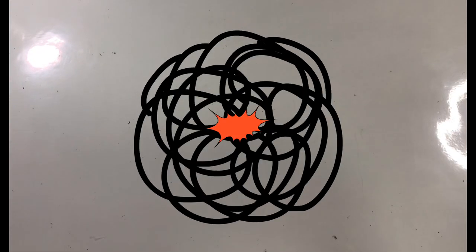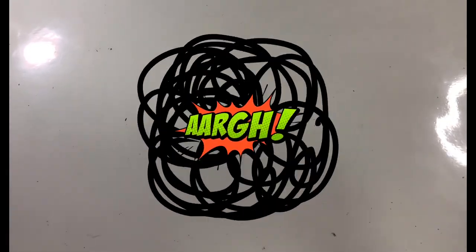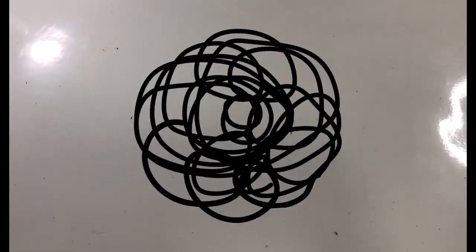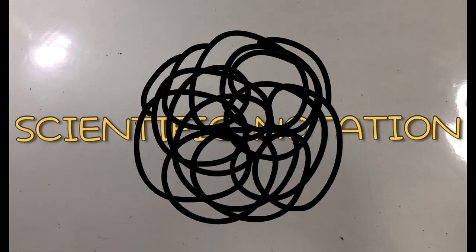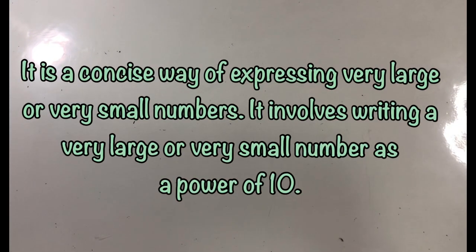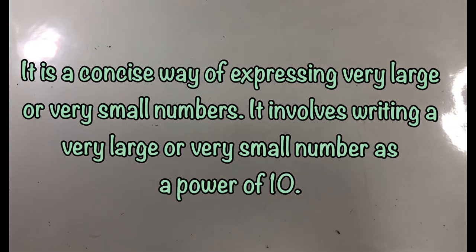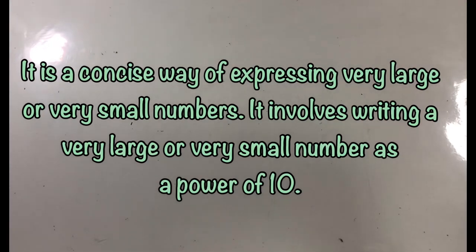We learned the notation used in science to express very large or very small numbers. So what is scientific notation? Scientific notation is a concise way of expressing very large or very small numbers. It involves writing a very large or very small number as a power of 10.